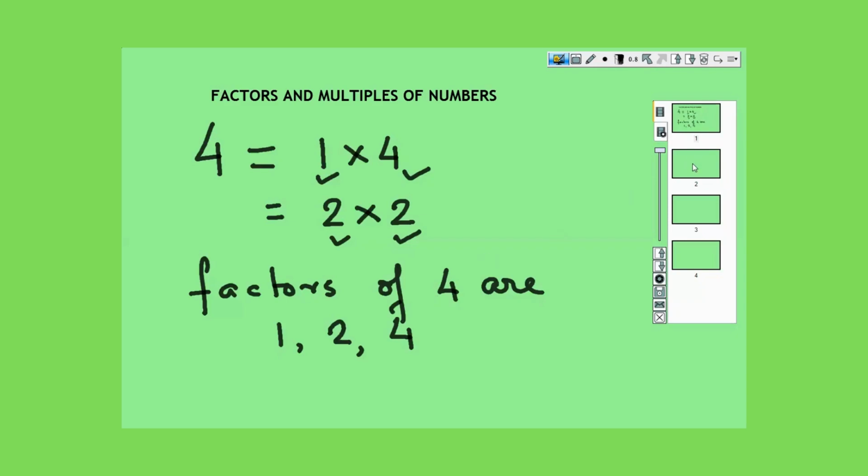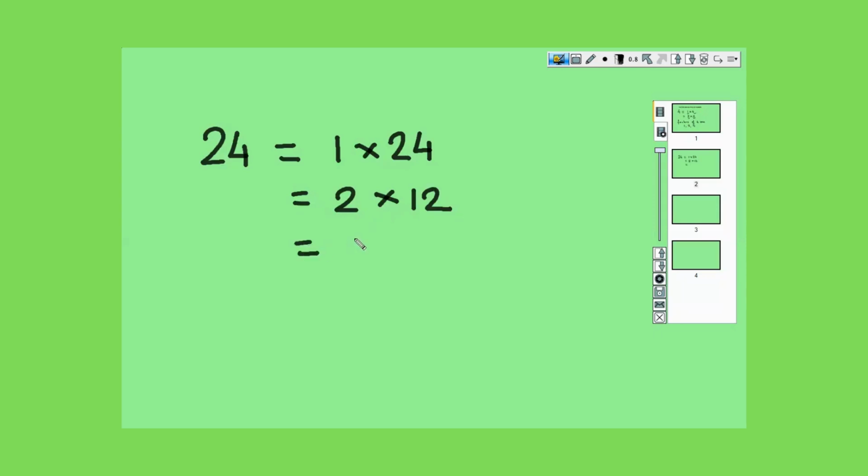Let's go to another example. Let's take the number 24. So, 24 can be written as 1 into 24. It can be written as 2 into 12. It can be written as 3 into 8. It can be written as 4 into 6. I don't think anything else is possible for writing 24.